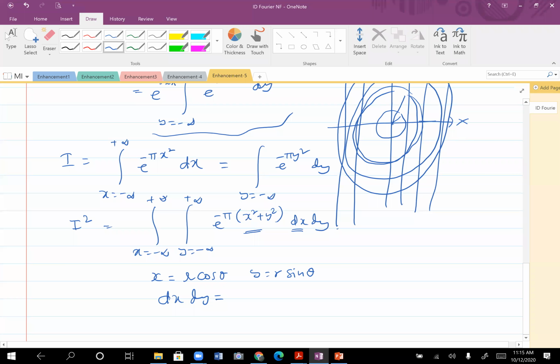Sir, something like r sin theta, dr d theta. Yeah, very close. No. Anyone else? Any other guess? This would be equal to r dr d theta. Just check this out. This is very standard one.